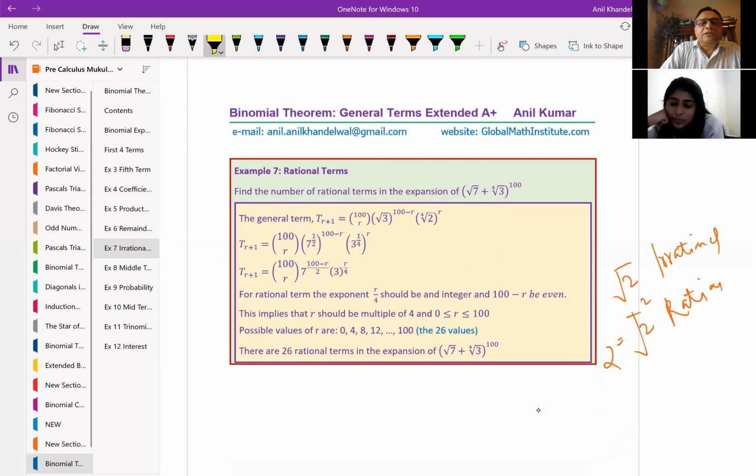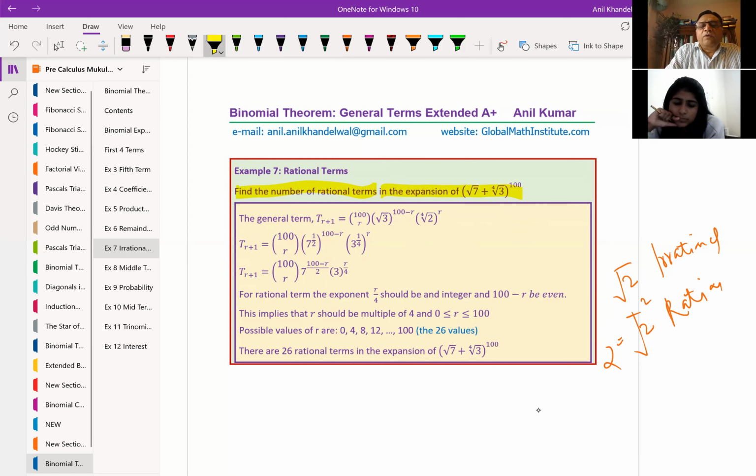The question is, find the number of rational terms in the expansion of (square root of 7 plus fourth root of 3) to the power of 100. That is the question for us. Basically, in the expansion, we are looking for terms which will not have square root type of things, but which will have even powers, and that should help us to get the answer, right?